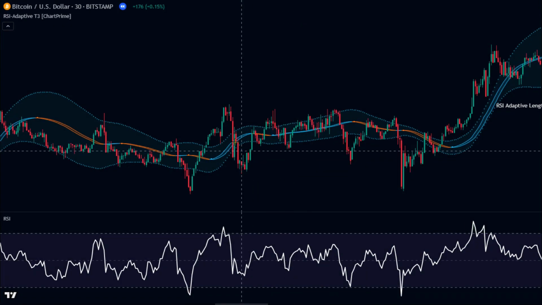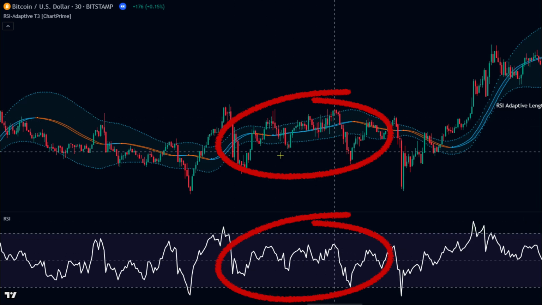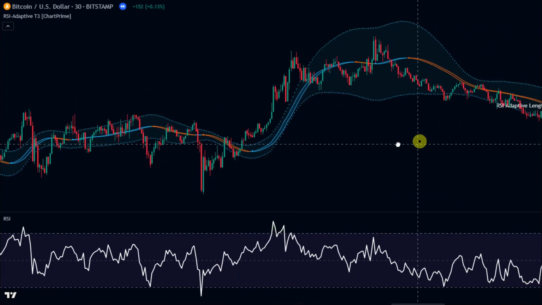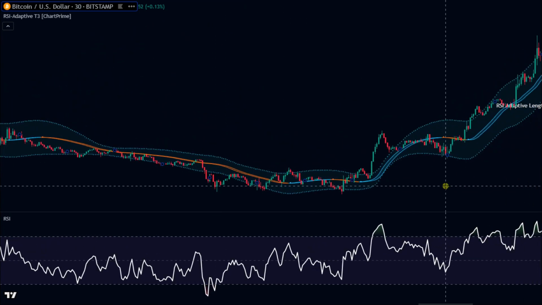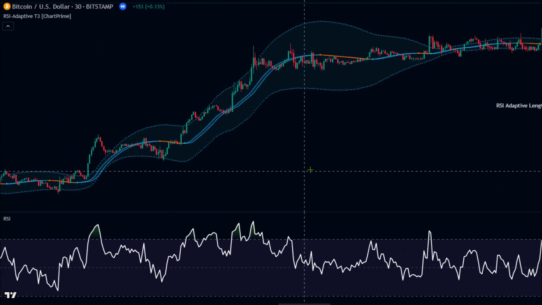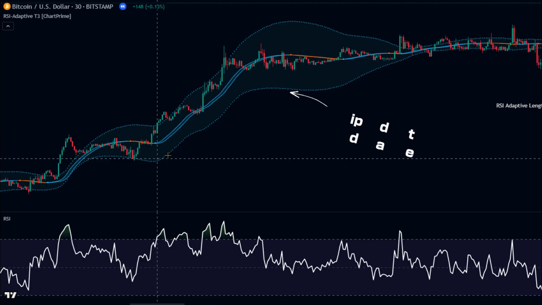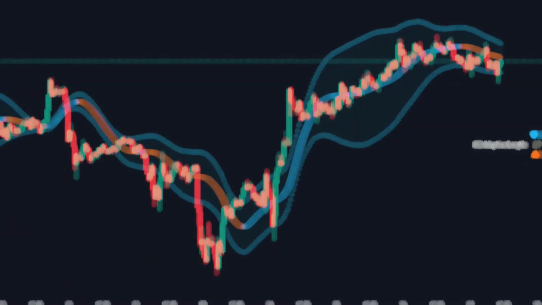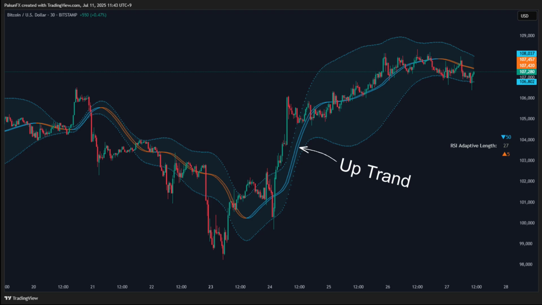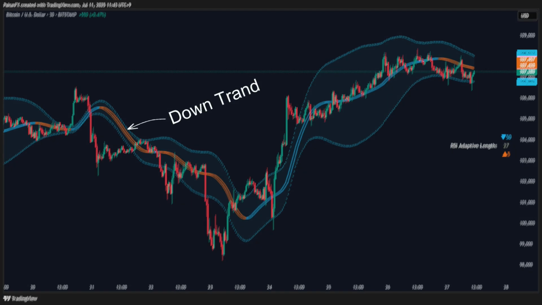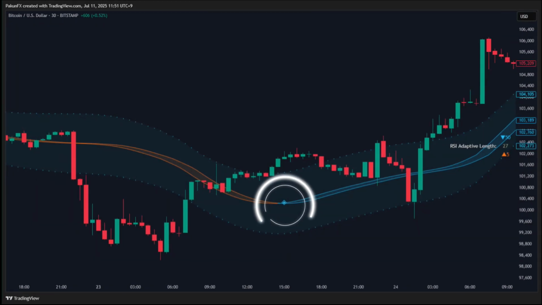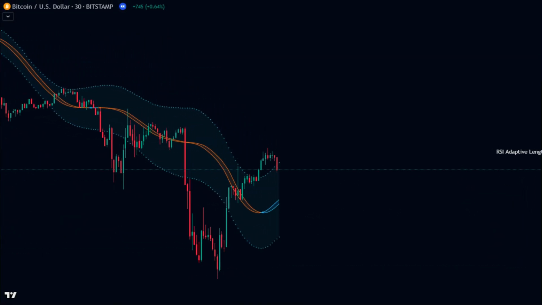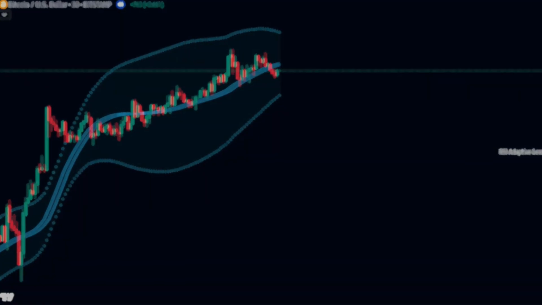When RSI is low, it shortens the period to react faster. When RSI is high, it lengthens the period for smoother transitions. In short, it's a flexible line that adapts to trend momentum and volatility. It also features built-in bands. These bands expand automatically based on market volatility. The T3 line turns blue when rising and orange when falling. At crossover points, you'll see markers signaling potential trend reversals. With just this one tool, you get instant insight into trend direction, momentum, and turning points.